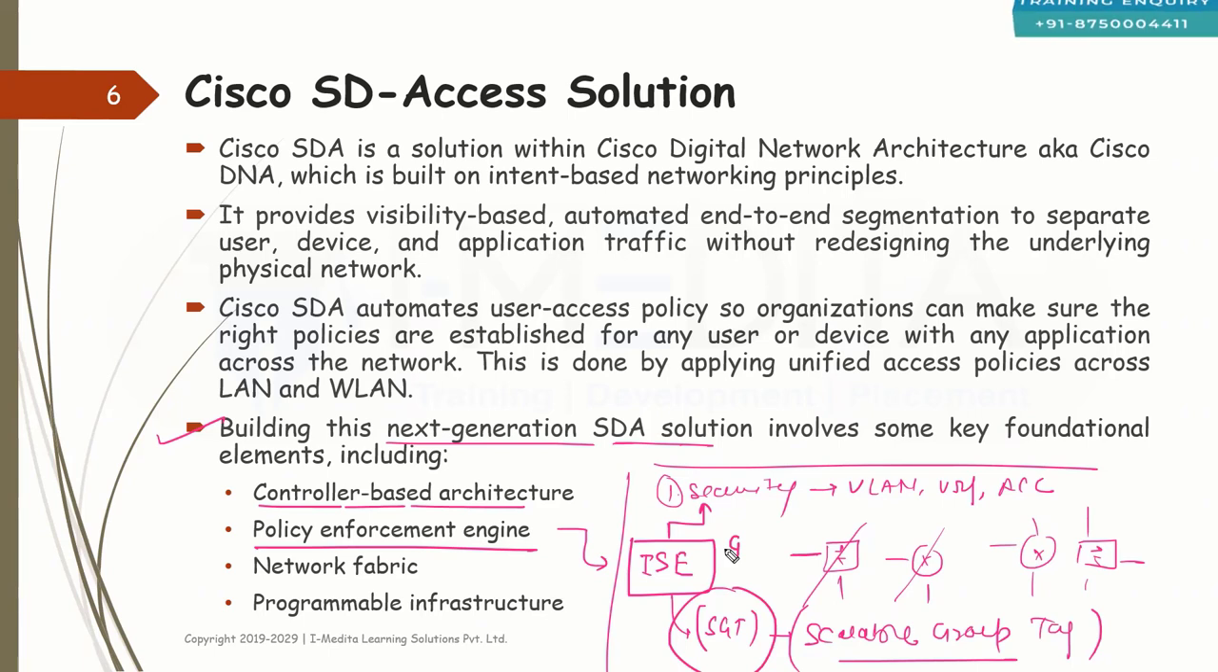We can provide group-based access control in our infrastructure by integrating Cisco Identity Services Engine in the SDA solution. So the Cisco SDA solution is going to include a controller, and it is going to include a policy enforcement engine, that is the Cisco Identity Services Engine, and it is going to be responsible for dealing with all the security-related challenges. For example, instead of creating a VLAN, VRF, or ACL, we can do the segmentation of the user traffic purely based on these scalable groups, or later on you will study this thing called VN, which relates to VRF again.